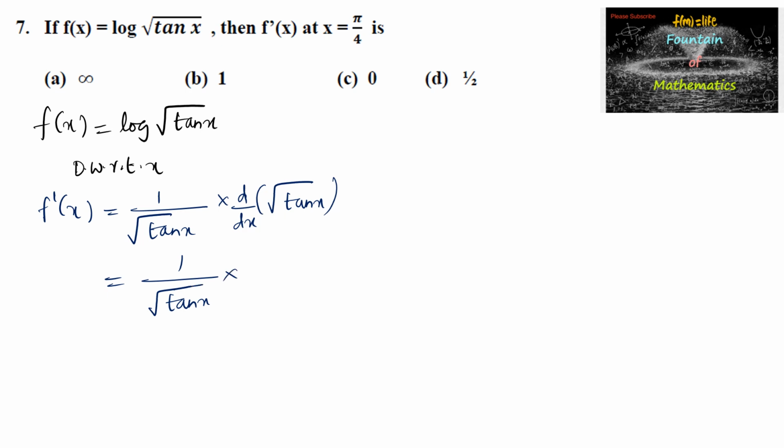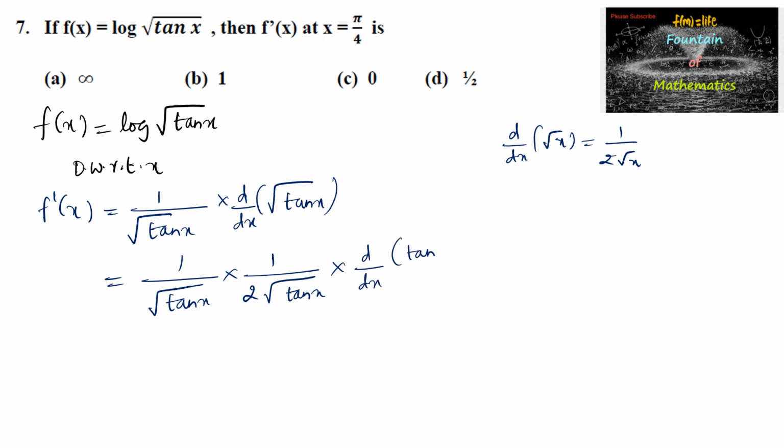of root x is, we know that d by dx of root x is equal to 1 by 2 root x. So we can write 1 by 2 root of tan x into again d by dx of tan x by using the chain rule. So 1 by 2 root of tan x into root of tan x is tan x, into differentiation of tan is secant square x. Now at x is equal to pi by 4.